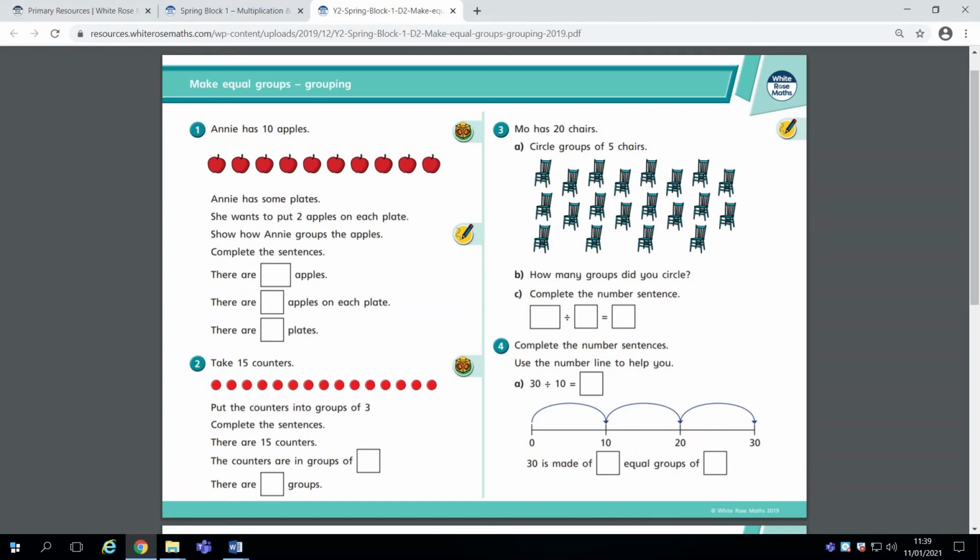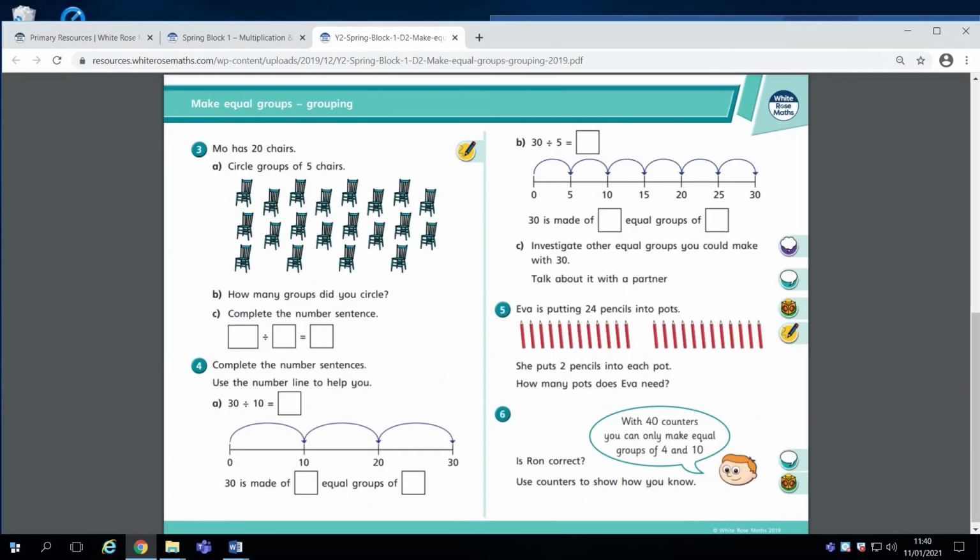So if you printed this out, then you could circle 2 apples and see how many groups you have. Then you can tell me there are apples, so how many apples are all together? There are apples on each plate, so how many have you grouped them into? And there are how many groups or plates all together. So use that knowledge to work through the whole sheet. Please draw on the sheet if you've got it. If not, use resources at home to group them, and that will be a lot easier. Have fun.